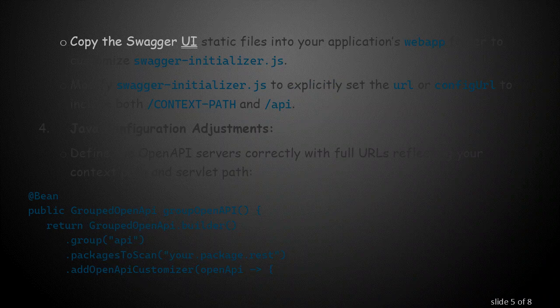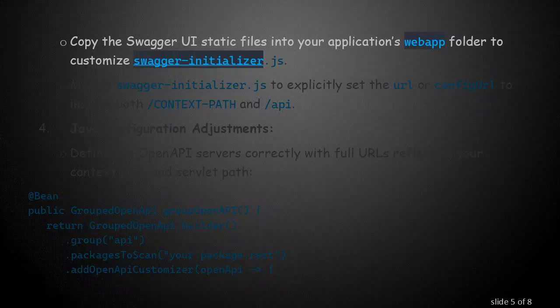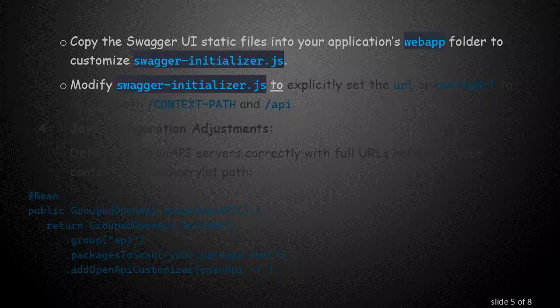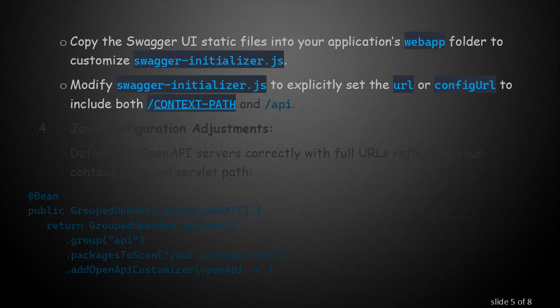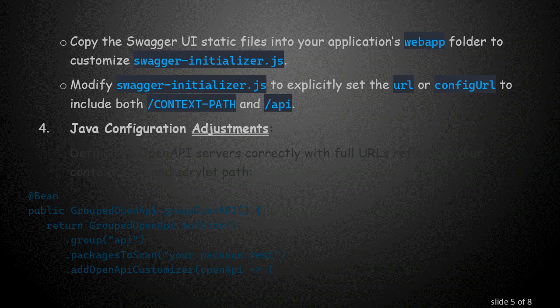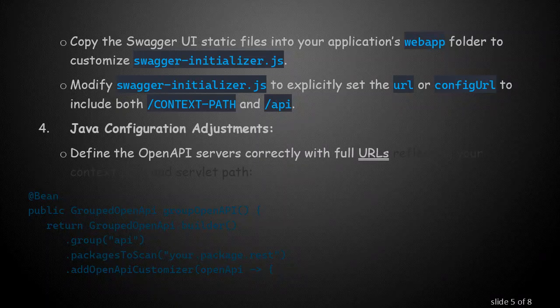Copy the Swagger-UI static files into your application's webapp folder to customize swagger-initializer.js. Modify swagger-initializer.js to explicitly set the URL or config URL to include both /context-path and /api. Java configuration adjustments. Define the OpenAPI servers correctly with full URLs reflecting your context path and servlet path.